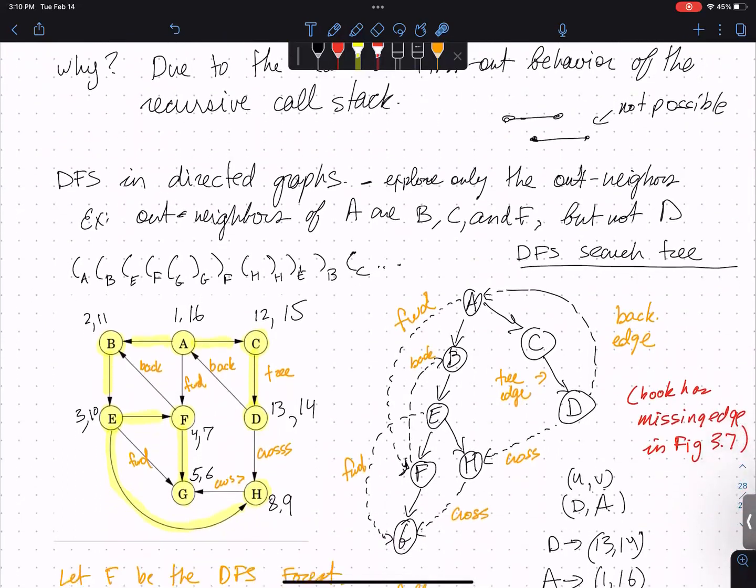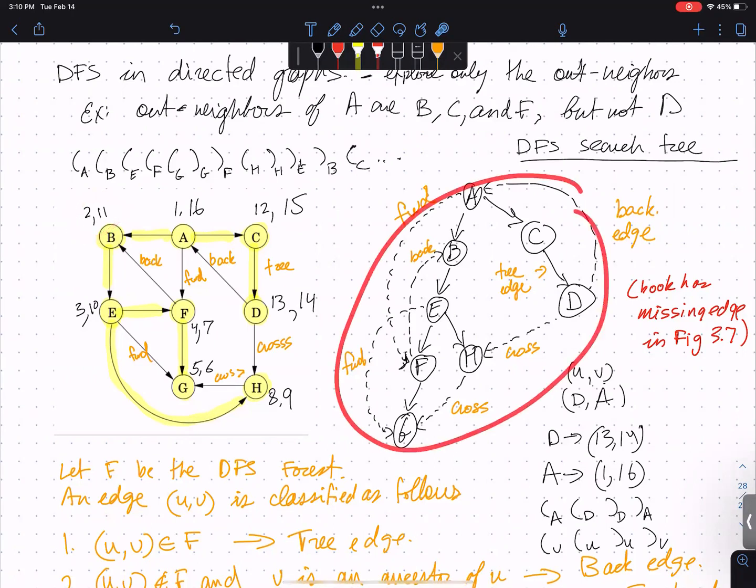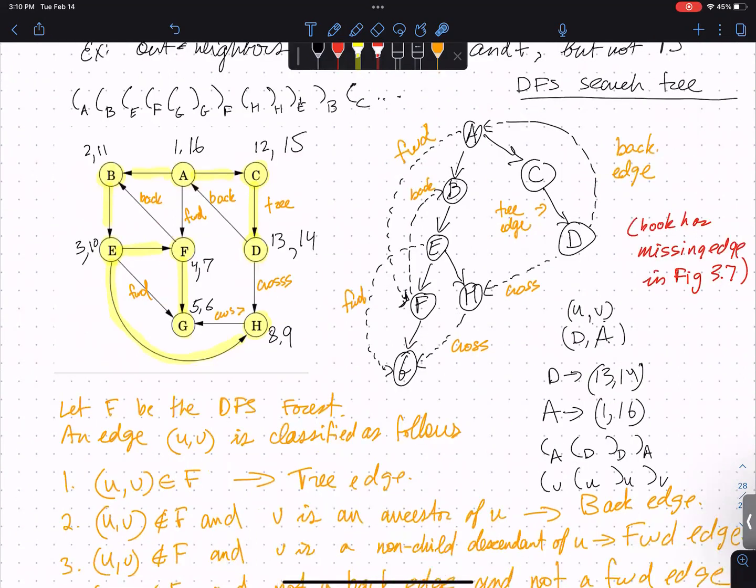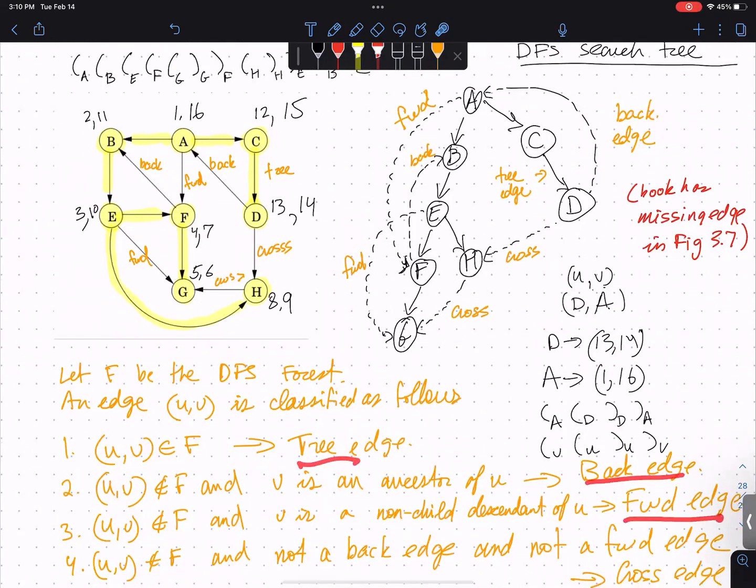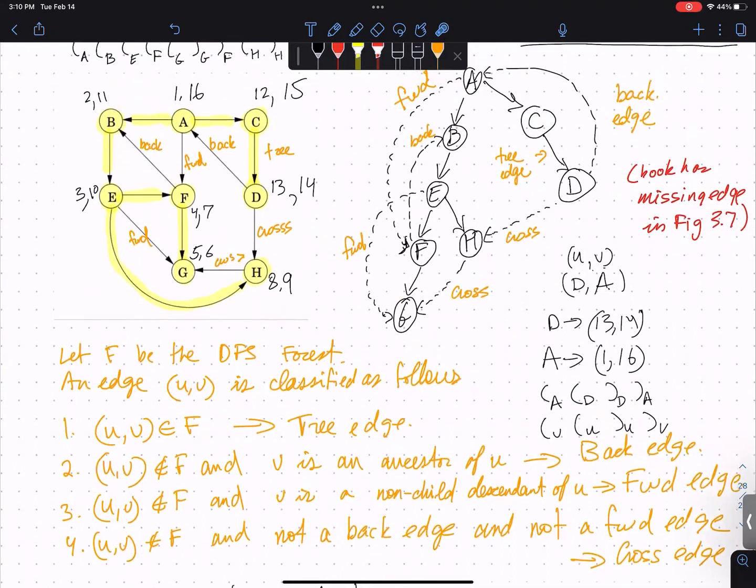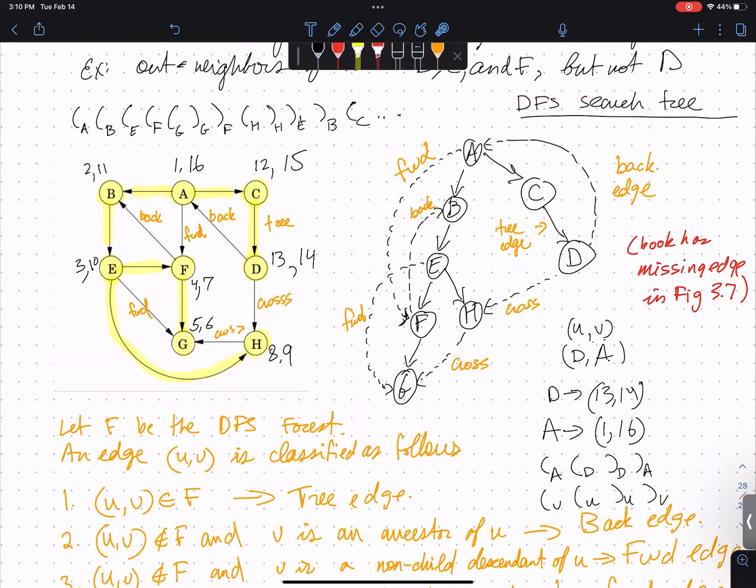From these numbers, and also from this forest, we came up with a classification of edges into 4 different types: tree edges, back edges, forward edges, and cross edges. There were 2 ways we could define this classification. First, the definition that we started with, which was in terms of this tree, or the forest, if it's more than one tree.